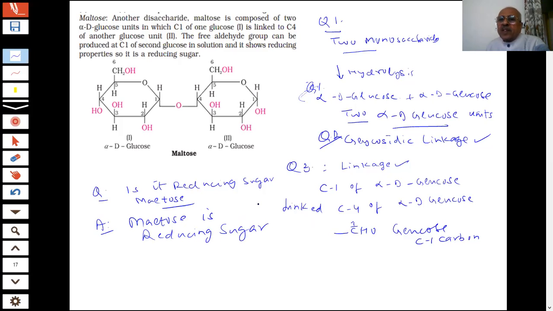So the CHO group at carbon 1 in the second case is available. In the second glucose molecule it will be available. Therefore it will show properties of a reducing sugar. Maltose will show properties of a reducing sugar. So all the questions of maltose are answered for our exam. No more than that. It is made from two alpha D glucose units. On hydrolysis, it will produce 2 units of alpha D glucose. The linkage is at C1 of one alpha D glucose and C4 of the other, and it is a reducing sugar. 4 questions answered.